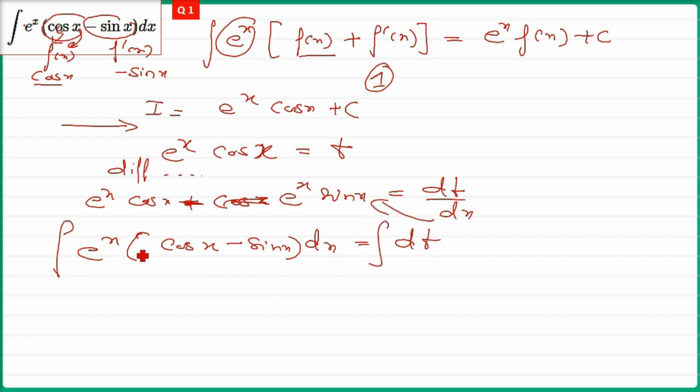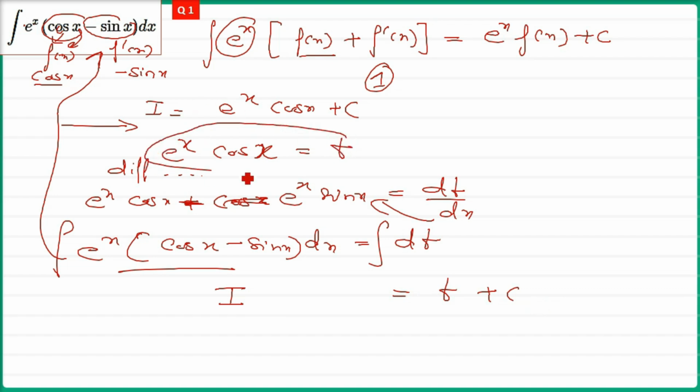When you integrate it, you don't have to integrate the left hand side because this is the question. See, right hand side it will be simply t plus c. But what about this one? This is our integral only. So don't integrate it, just write I equals to t plus constant of integration. But what was t? Initially t was taken as what? I told you it will be e raised x into fx, which is e raised x into cos x in this case. So e raised x cos x plus constant of integration.